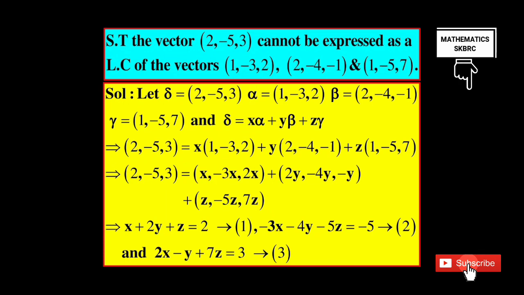Important example: show that the vector (2, -5, 3) cannot be expressed as a linear combination of the vectors (1, -3, 2), (2, -4, -1) and (1, -5, 7). Here there is no new concept to explain. Similarly, we proceed as in the above problem.